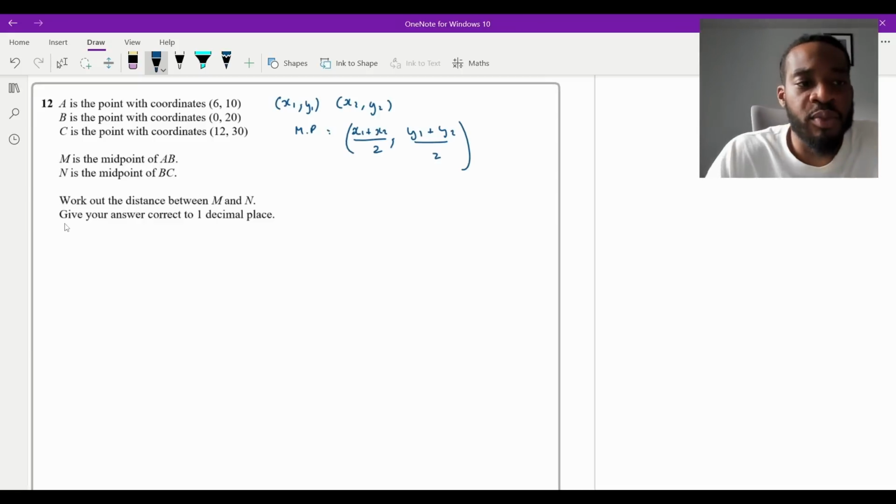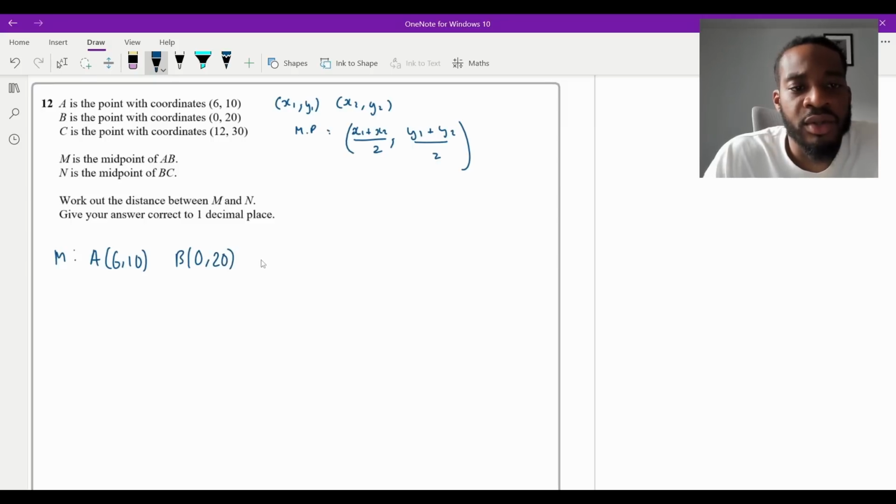So let's start with the point M. The point M is the midpoint of AB. So let me write M here. Now the coordinates for A are (6, 10). The coordinates for B are (0, 20). So therefore the midpoint, I'll write MP for midpoint, is going to be, let's do a big one and then we'll simplify it. It's going to be (6 plus 0), add the x's together, divided by 2. And then (10 plus 20), add the y's together, divided by 2.